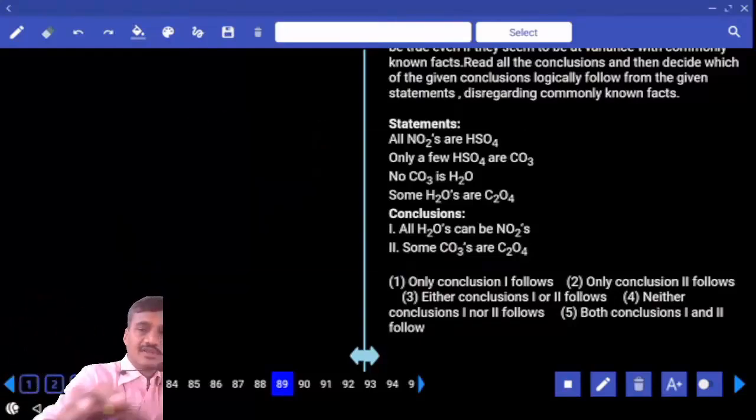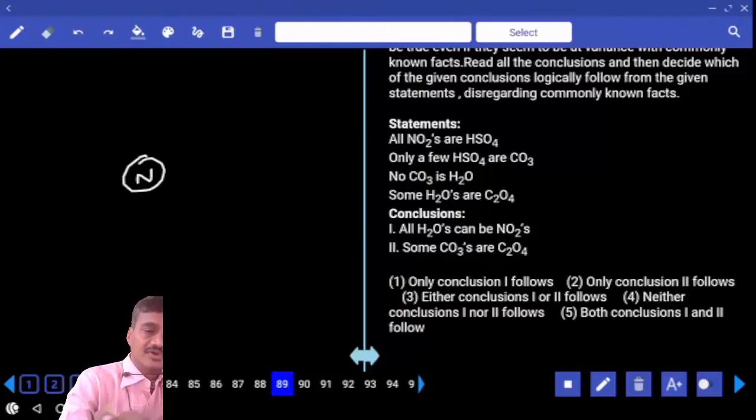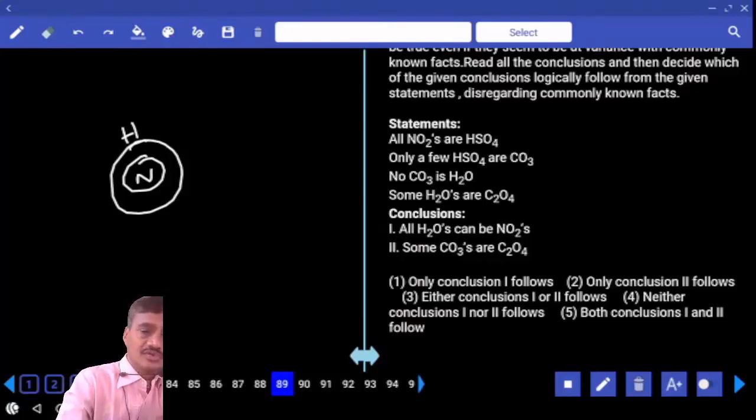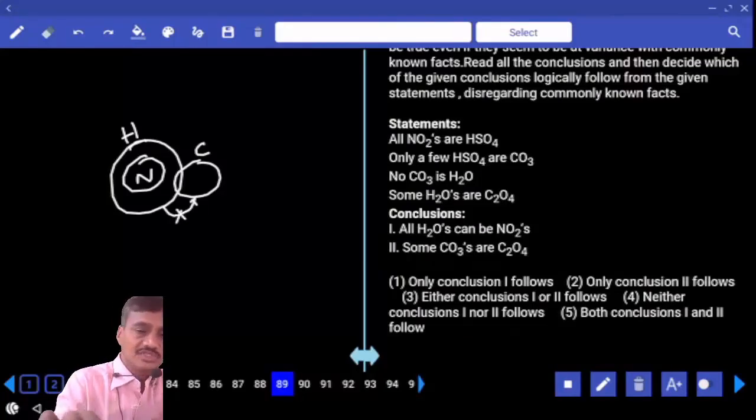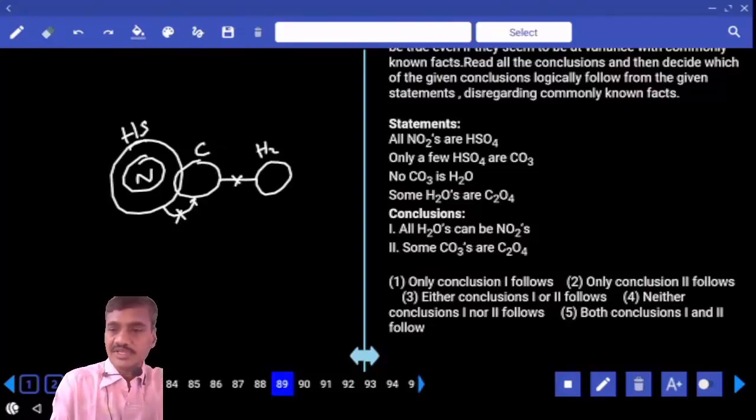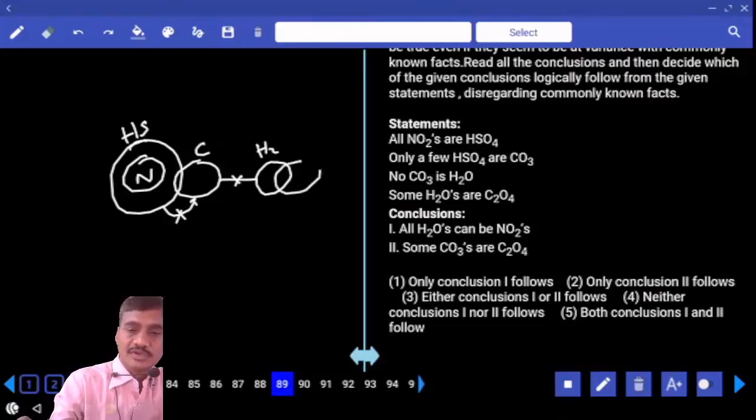Now in this 89, all NO2s are HSO4. Only a few HSO4 are CO3s, and no CO3 is H2O, so there is no intersection between HSO4 and H2O. And some H2Os are C2O4.